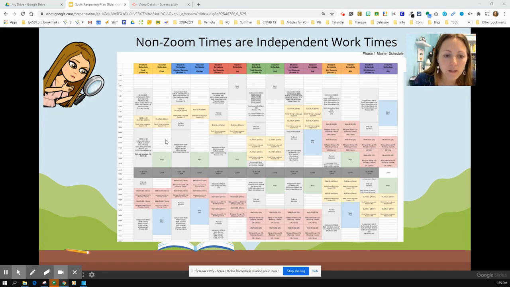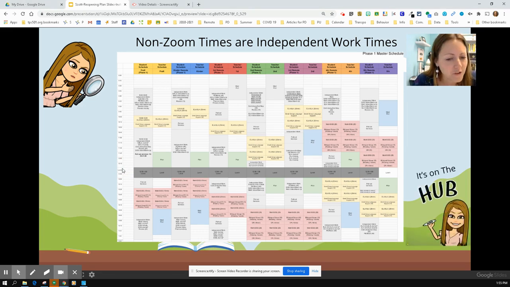But we've also included plan times and PLC times, which will be on Wednesdays on the teacher schedule. So if you can't really see it, check it out. It's on, you guessed it, the Hub.